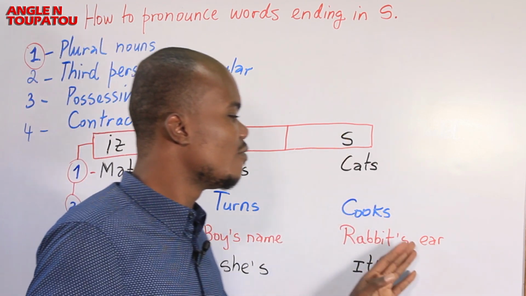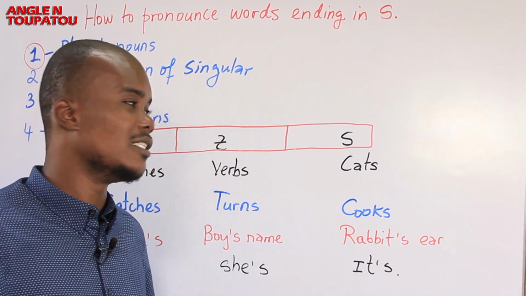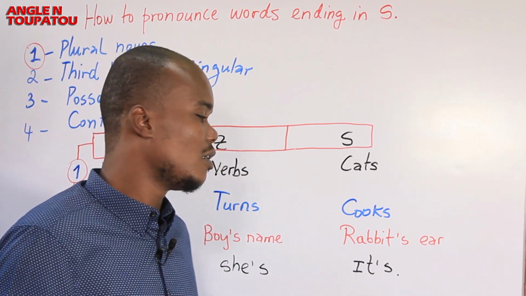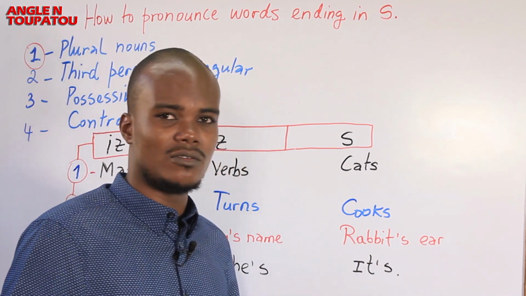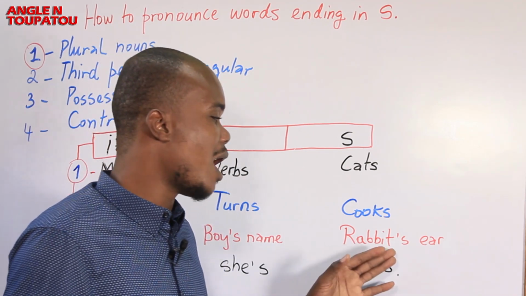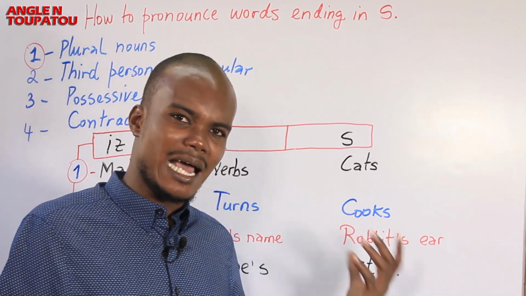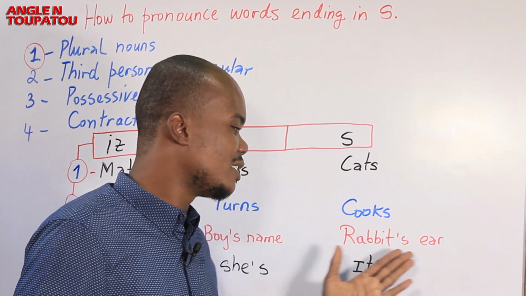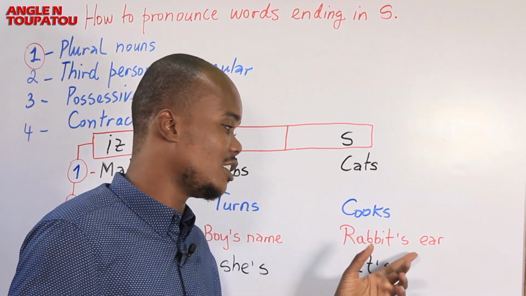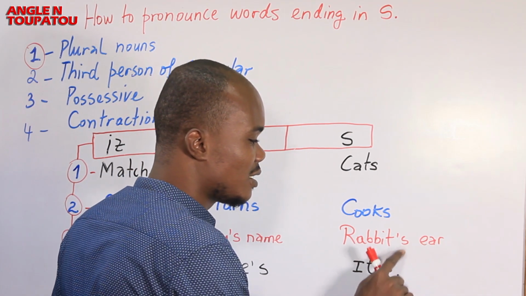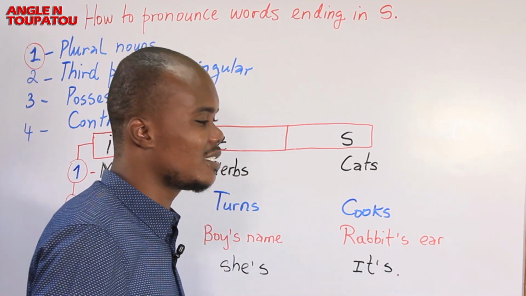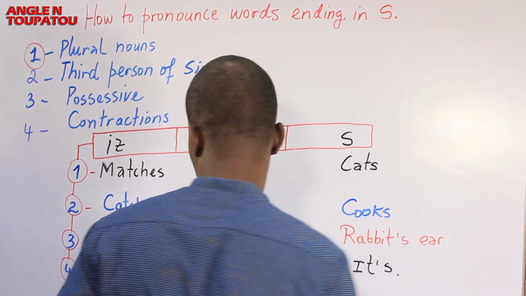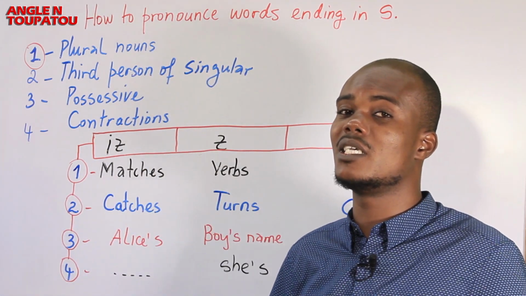And here, the S can sound as S. You see, rabbit means lapin. Rabbits here. This is what I say. Rabbits. The S gives me the S sound. All right, good. We're completely done with these examples.